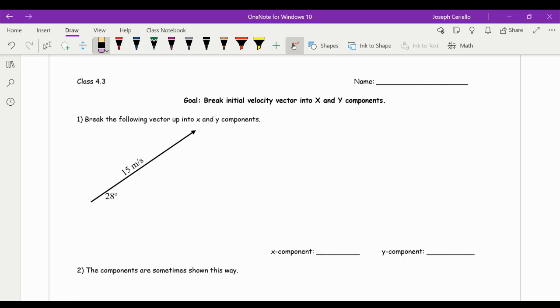Hey everyone, looking at class 4.3, we're going to work on breaking vectors into components, something we've done before. We're just focusing on doing it for velocity vectors specifically. So try to do this on your own, break this vector into x and y components like we did on the last test. You can pause the video and try it out, and then I'll go through it in a second.